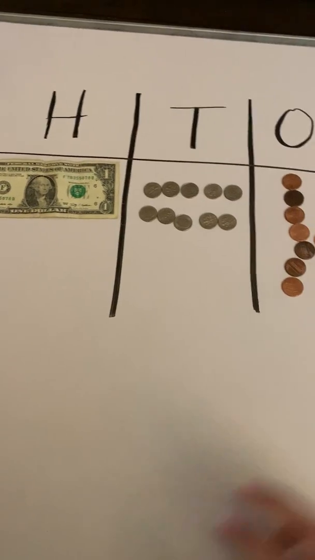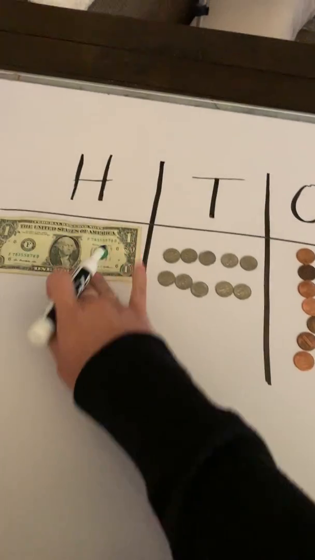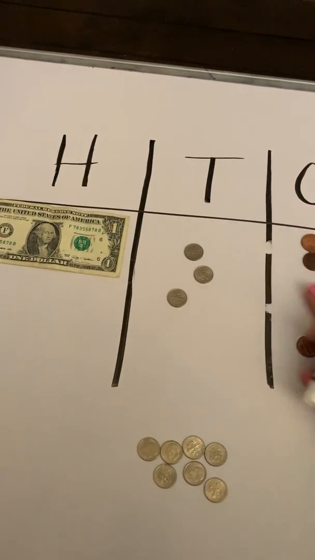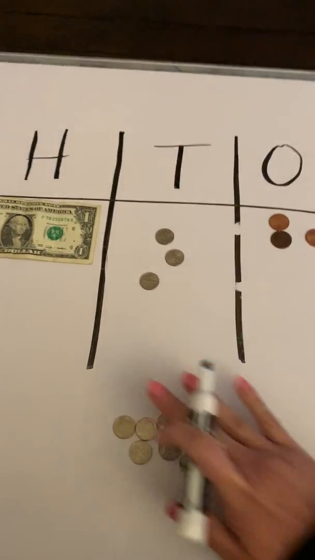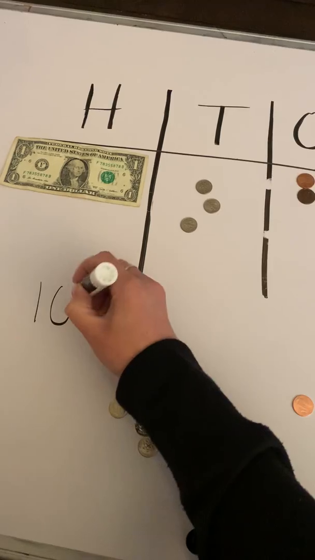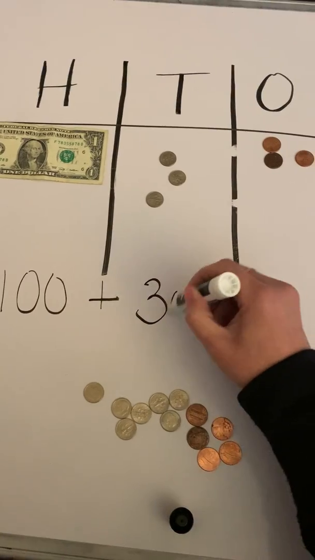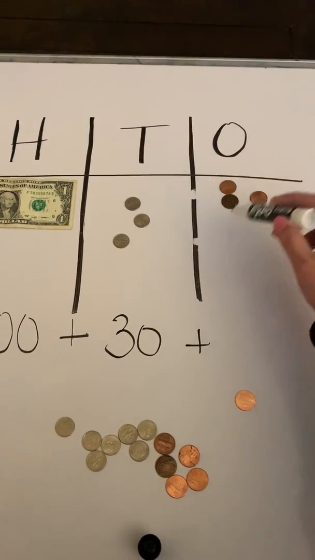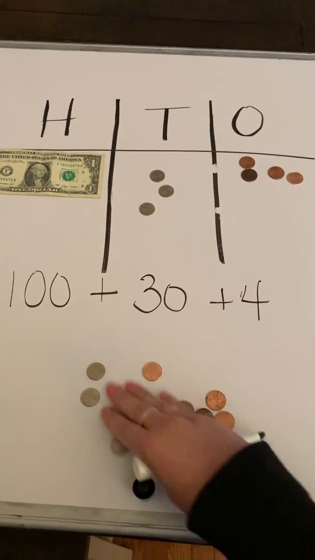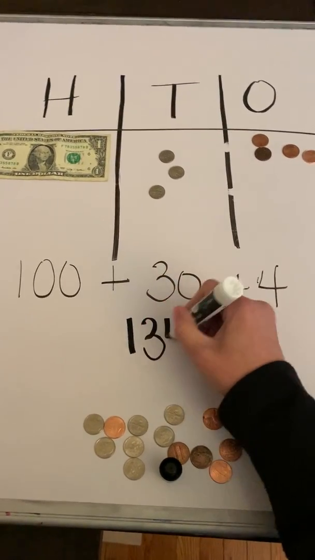What if we had, using these dollars, dimes, and pennies, what if we had $1? Let's say we have 3 dimes and 4 pennies. So that would be 100 plus 10, 20, 30 plus 1, 2, 3, 4. 100 plus 30 plus 4 is, yep, you're right, 134 cents.